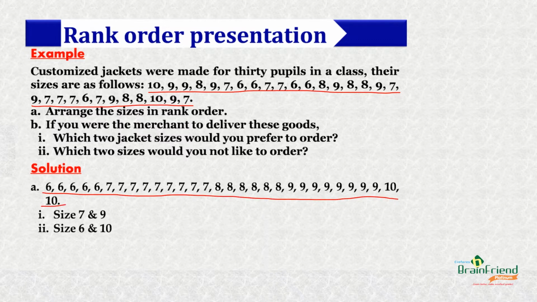Now, question B says if you were the merchant to deliver these goods, which two jacket sizes would you prefer to order? Now, looking at our array, you realize that we have size 7 and size 9 appearing more frequently. So it will be easier for you as a merchant to sell out jackets with these sizes. So size 7 and 9 is the answer to that question. And lastly, we have which two sizes would you not like to order?